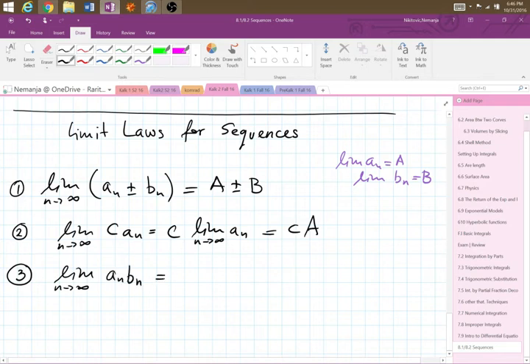Now here's the one that works with limits but not with derivatives and integrals, right? So the product actually just goes into the product of the answers, and then we have the quotient as well.